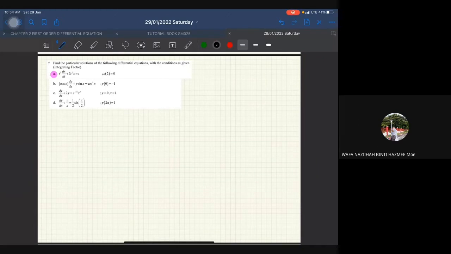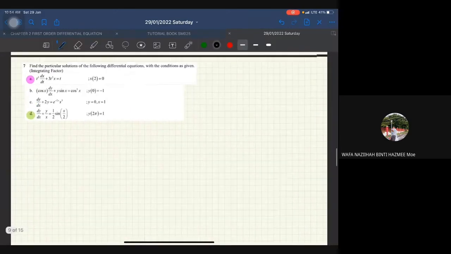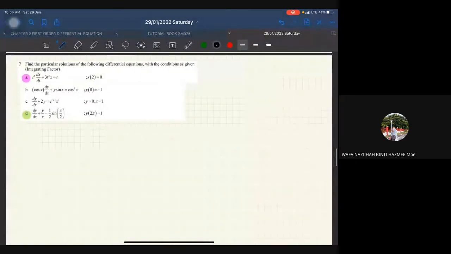B, C, D. Okay, so kita pergi tengok D. Oh, D ni jawapan dia panjang sikit. So saya guide awak halfway through. Nanti awak sambung sendiri. Okay, so jom kita tengok D. Okay, so besarkan sikit. Right, so let's.